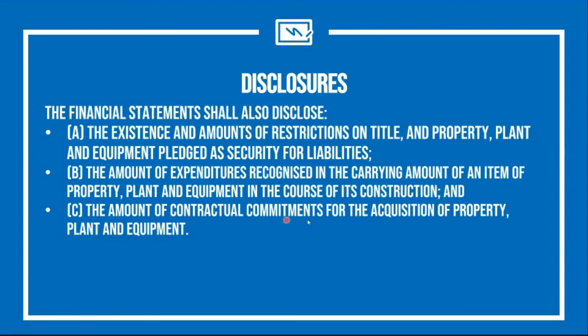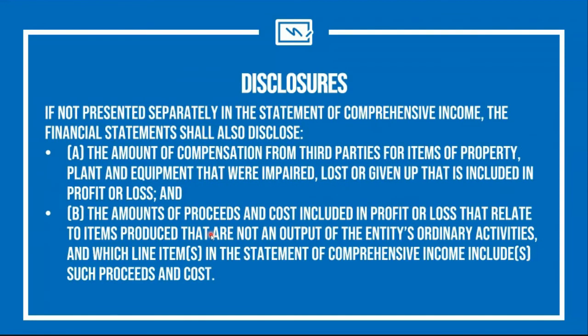And the amount of contractual commitments for the acquisition of property, plant, and equipment for full disclosure purposes, so that we know if the entity plans to buy, construct, or acquire new PPE in the future. In addition, if not presented separately in the statement of comprehensive income, the financial statements shall also disclose the following: the amount of compensation from third parties for items of property, plant, and equipment that were impaired, lost, or given up. So meaning this is in the case of compensation for impairment, and the amounts of proceeds and costs included in profit or loss that relate to items produced that are not an output of the entity's ordinary activities, and which line items in the statement of comprehensive income include such proceeds and costs.